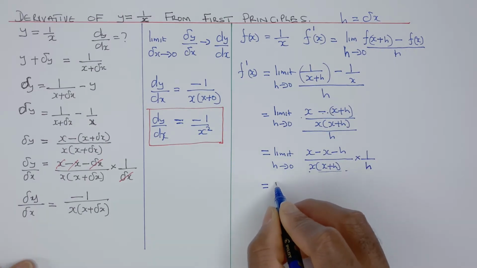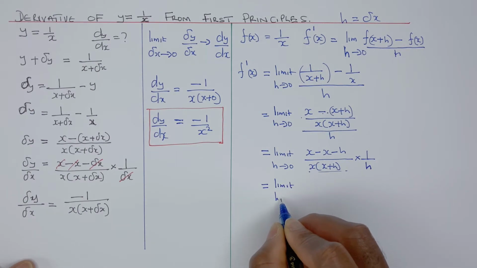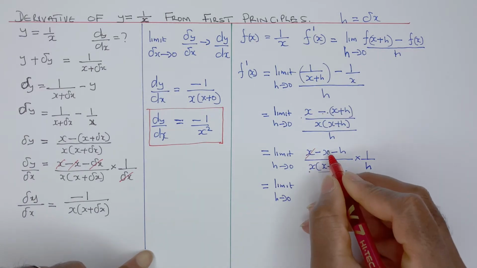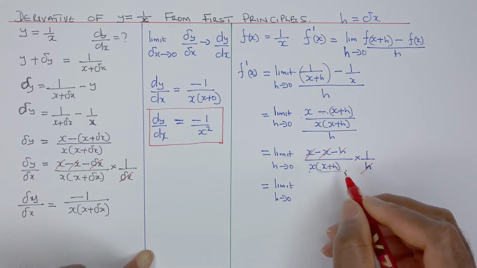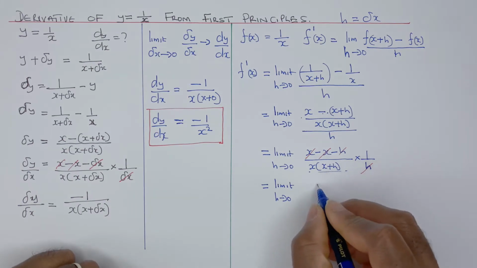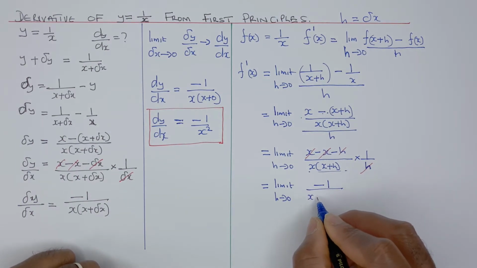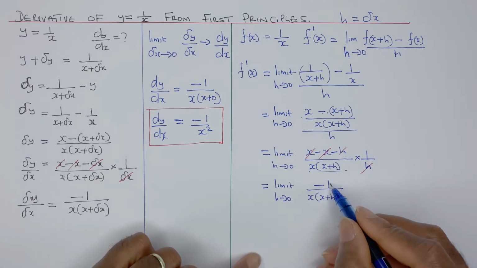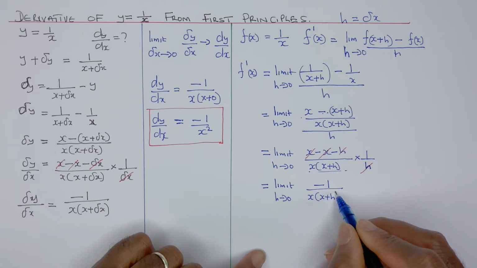And so we get limit h tends to 0. Now you can see that that cancels that. I'm left with minus h. h cancels h, I just get 1 left. So I get minus 1 over x into bracket x plus h, close bracket.